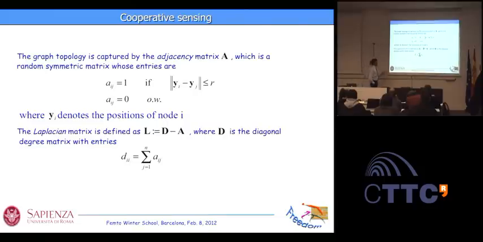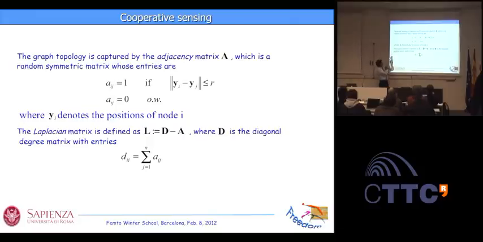So this is a binary matrix, whose coefficients are only 0 or 1. The coefficient Aij is equal to 1 if the two nodes are within the coverage radius of each other, or in the other case, the coefficient is equal to 0. So it's a very simple matrix, but it's a random matrix, just because the positions of these nodes, the yi and yj, are random variables. We don't know them, okay? So the randomness is there. So A, the adjacency matrix, is a random matrix.